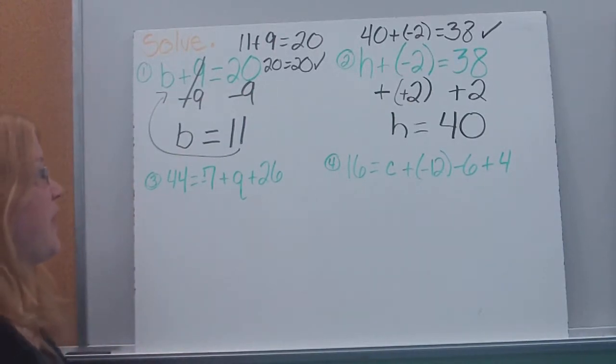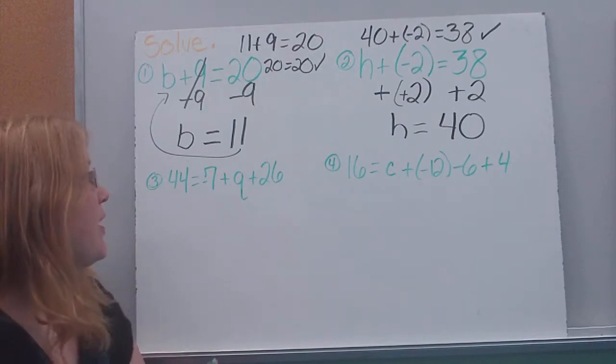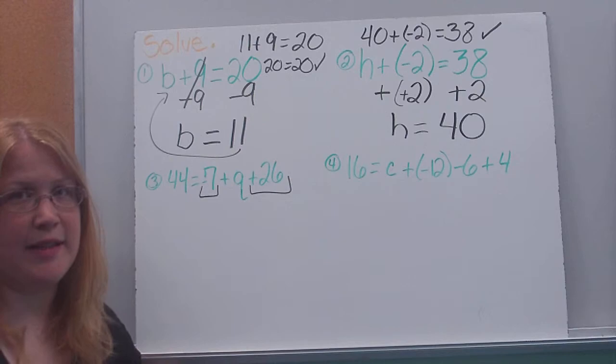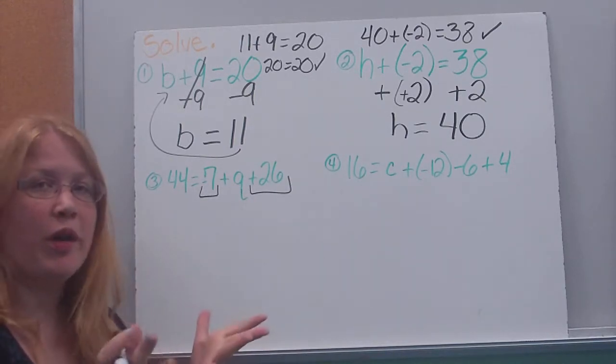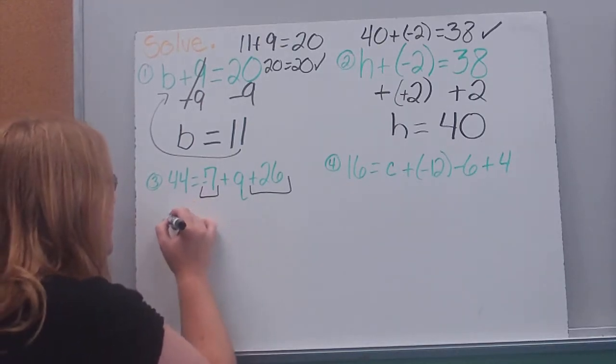All right, what you'll notice over here is that I have 2 different numbers. So what I need to do in this one to make it easier is we want to combine our like terms, which in this case is our constants. So we want to combine it so that I just have a variable added to one number. So I have a negative 7 plus 26.